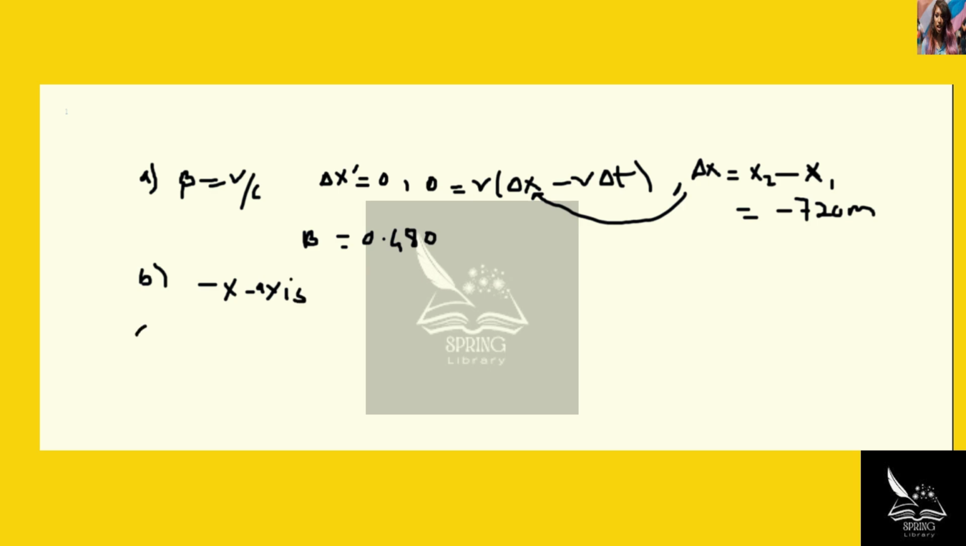In part C, so our delta t, we can write using a Lorentz transformation, gamma times delta t minus v delta x over speed of light square. Then we can plug those values and we get this value to be positive.